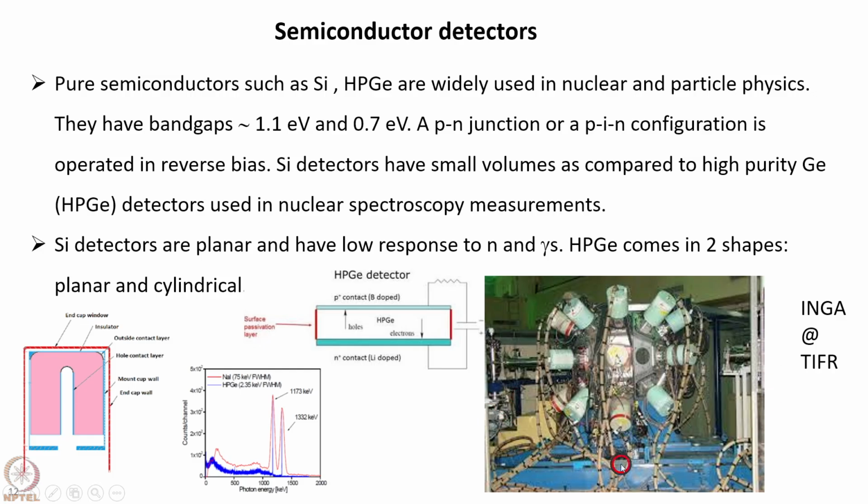This is one of the configurations of high purity germanium Clover detectors. That means 4 detectors in one vacuum enclosure, and this is at TIFR. This array actually moves around the country to 3 different accelerator laboratories to do nuclear spectroscopy experiments.